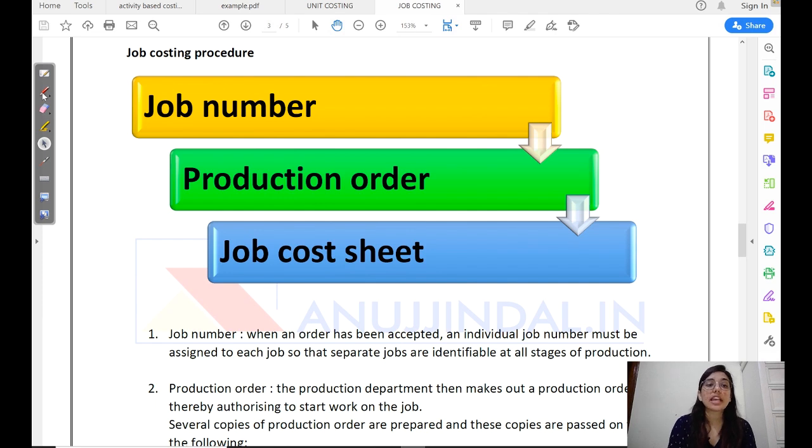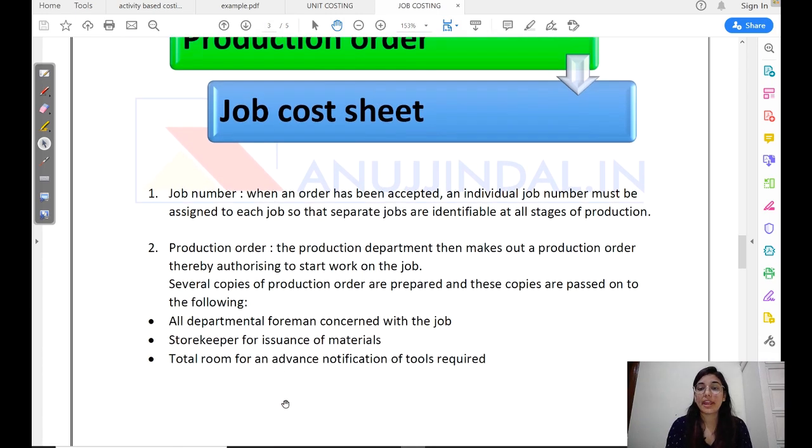Now, the process of job costing. First of all, whenever you get an order, like the printing press got an order for 100 cards, that order would be assigned one number, right? That is a job number. So every order is assigned a unique number so that every cost can be easily associated with that particular order, right?